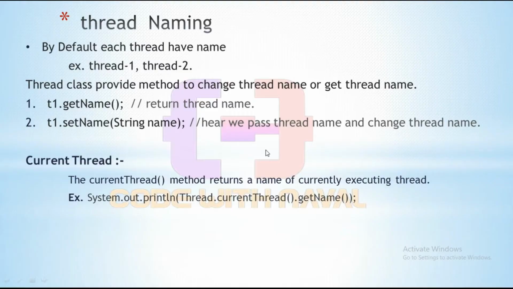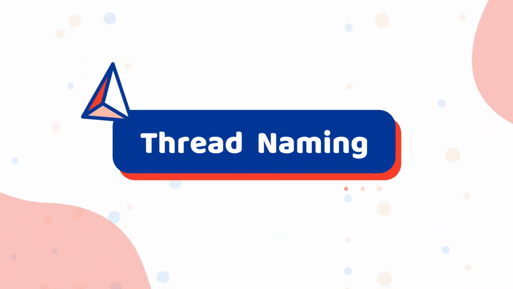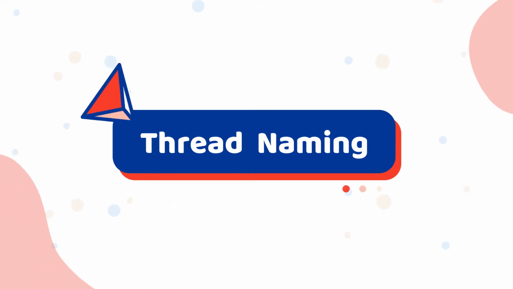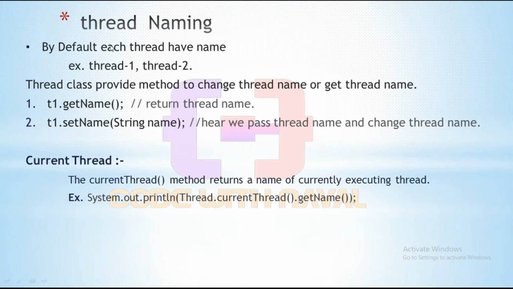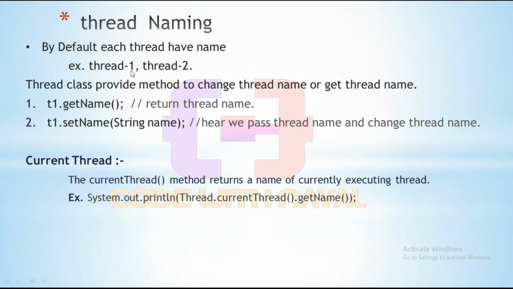In the last video we saw the join method. In this video we are going to discuss thread naming. By default each thread has a name. If you don't provide any name, then by default Java provides thread-0, then thread-1, then thread-2 and so on.